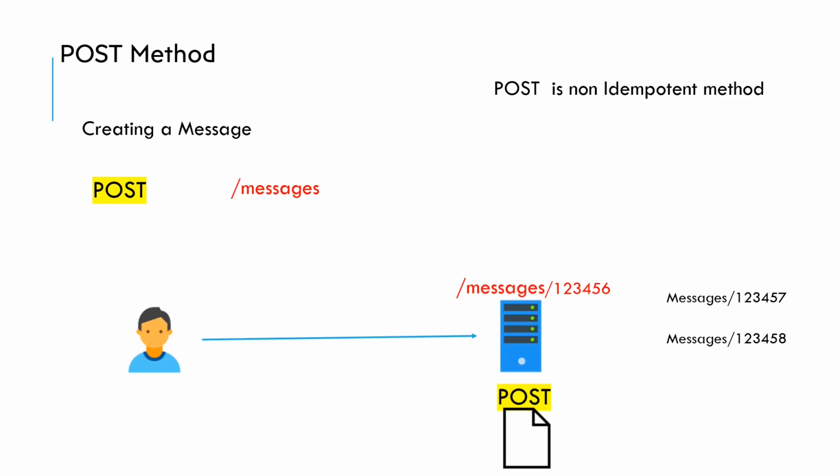So now let's go back to our original question, PUT versus POST. I think it's very clear now that PUT is used to update a resource and POST is used to create a new resource. But the major difference between them is that PUT can be repeated because it is an idempotent method, but we cannot repeat POST because it is a non-idempotent method, right?